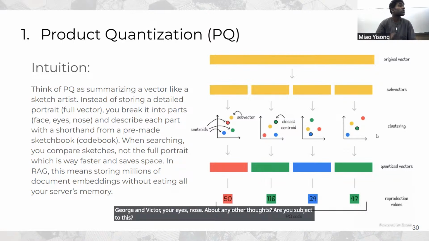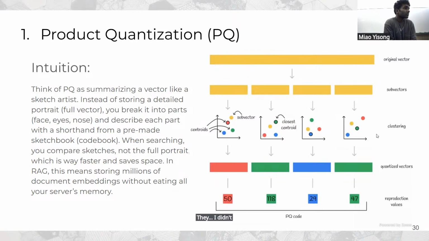I didn't interrupt you, but my question is, if you concat these vectors, is it like the original vector?